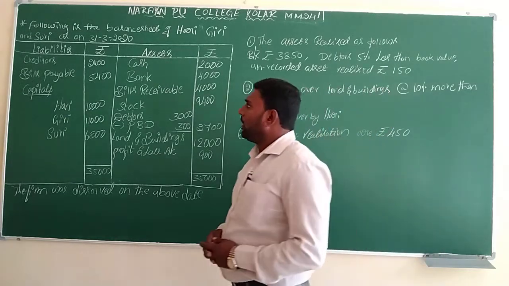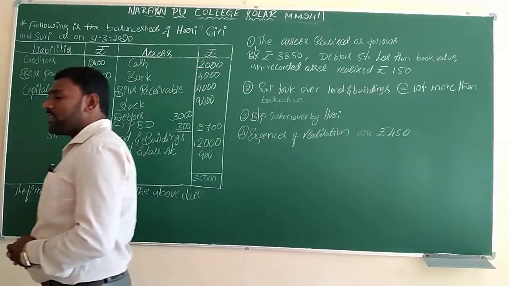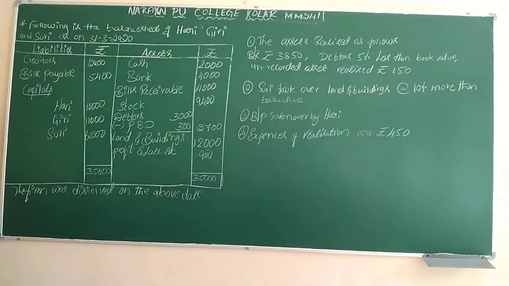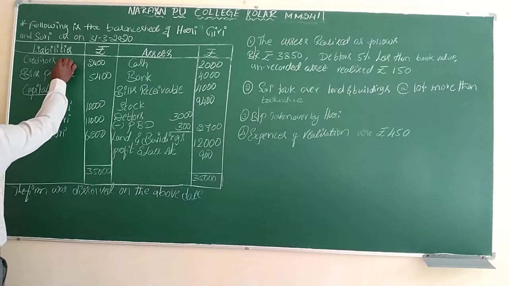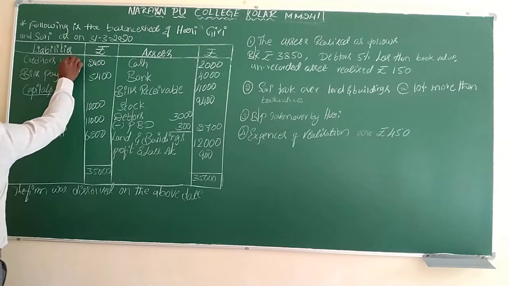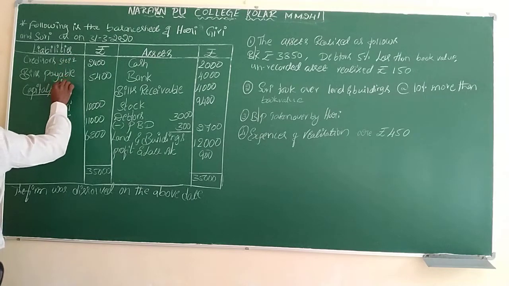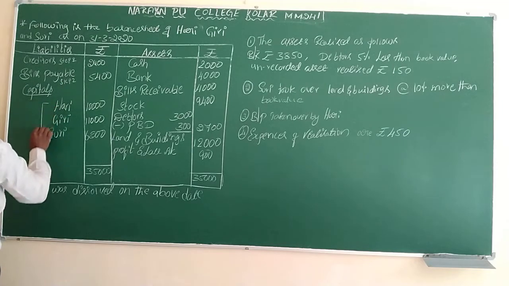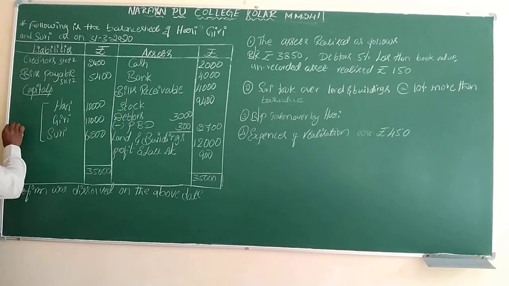Here are the liabilities and the assets. First we have to classify the transactions: which one will be considered a liability, and which one should be considered a partners capital transaction. Creditors will come under liability, step number 2. Bills payable should also be considered a liability, step number 2. Capitals will be considered partners capital account opening balances.